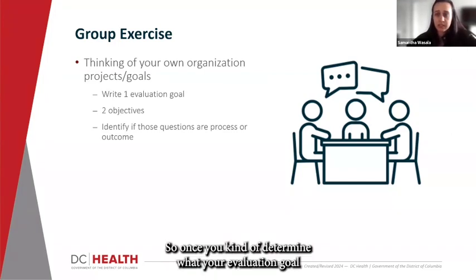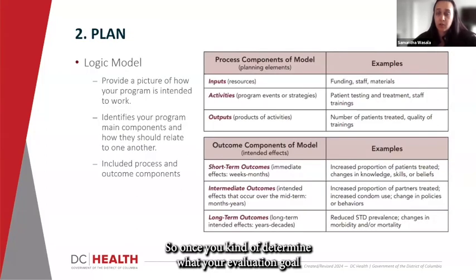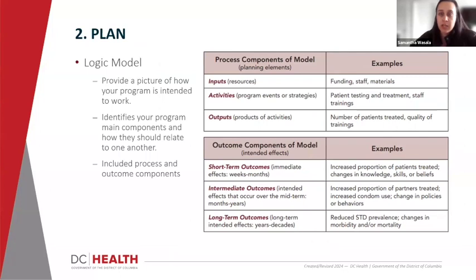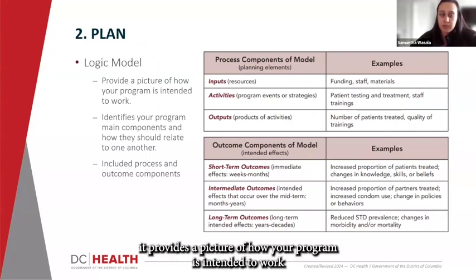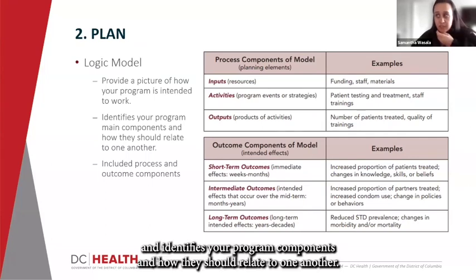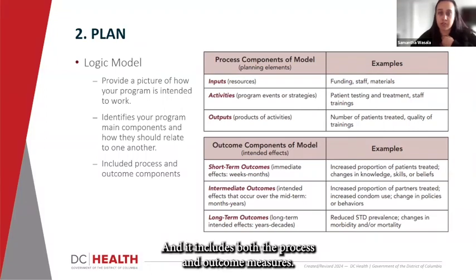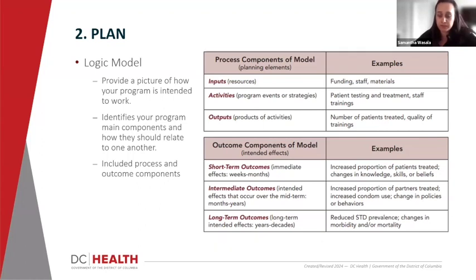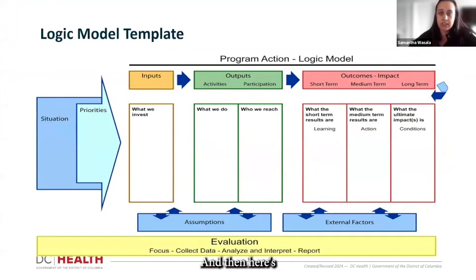So once you determine what your evaluation goal and questions are, it's really important to put these into a logic model. And a logic model provides a picture of how your program is intended to work. It identifies your program's main components and how they should relate to one another, and it includes both the process and outcome measures. So these are the different inputs you'll see in a logic model. And then here's a template that you could use for your organization in filling out a logic model.